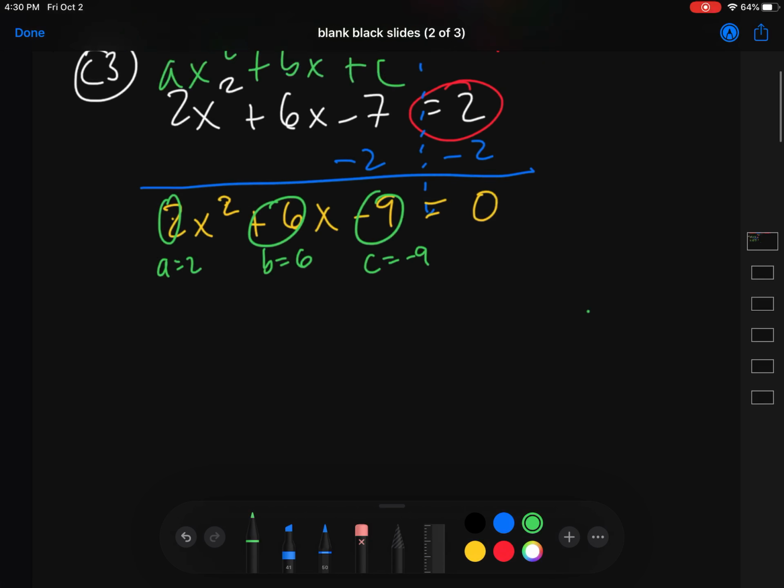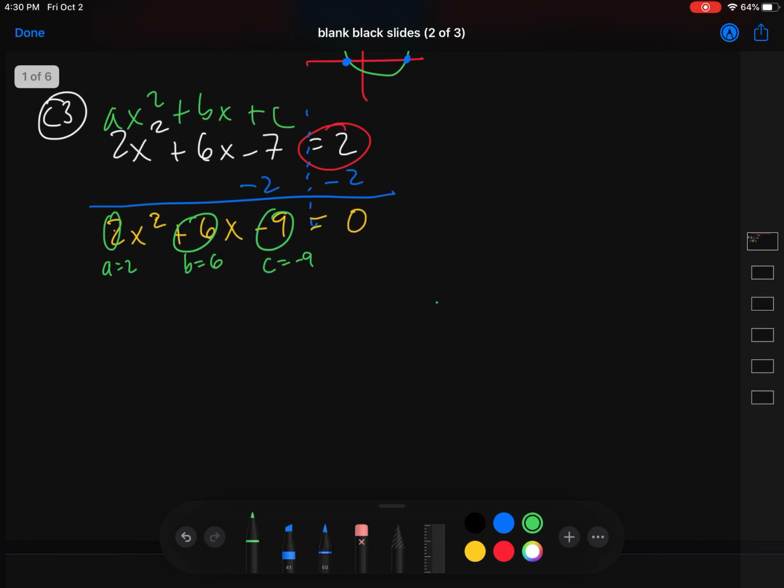Okay, let's go for the home run. Let's see if we can solve this by factoring. Can we factor? Well, remember, it's A times C up here, and then your B value. So A times C is negative 18, and my B value is 6.